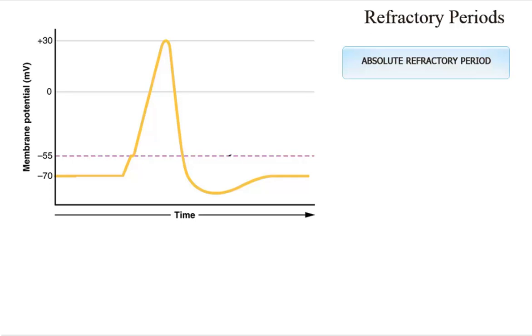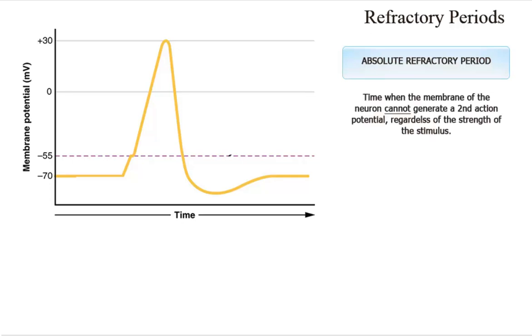The absolute refractory period is the period after an action potential when a membrane of a cell cannot generate a second action potential to any type of stimulus. It doesn't matter if it's a small, medium, or large stimulus, that membrane of that cell is not going to have a second action potential during this period.